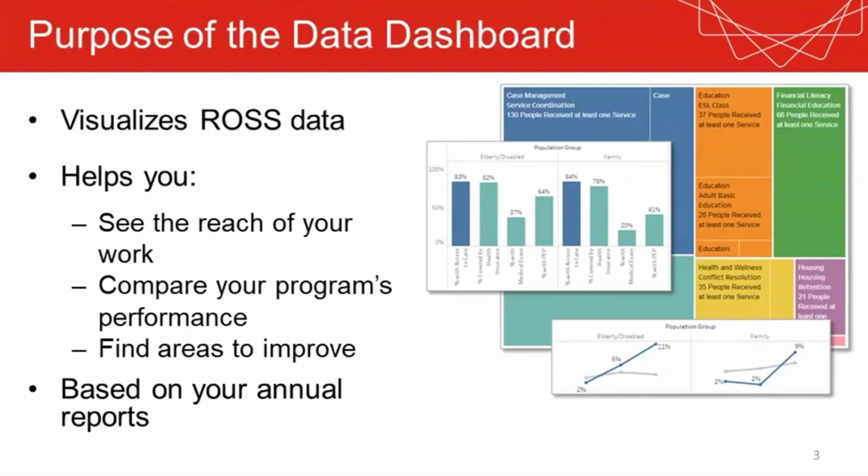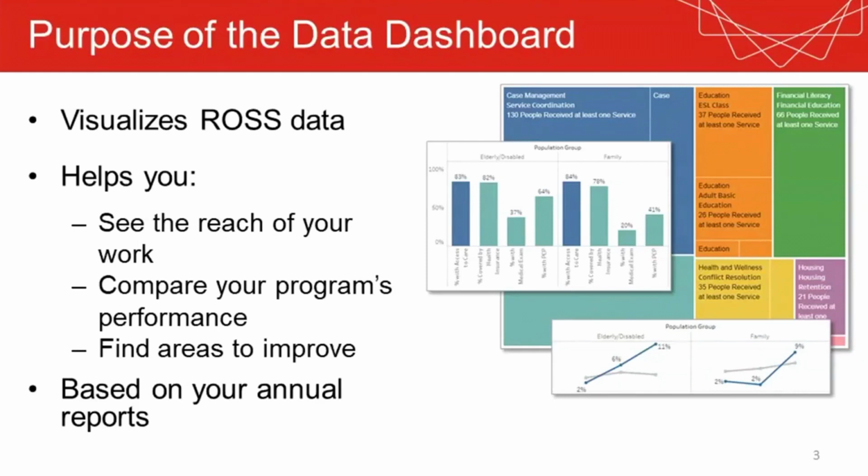All right. So let's review the purpose of the data dashboard. Essentially, the data dashboard visualizes the data that ROS grantees like you submit to HUD every year. It shows you how your program is performing based on that data. The goal of the dashboard is to help ROS grantees and the people they serve. Specifically, you can see the reach and the progress of your ROS work in a way that's focused on program priorities like services provided and participant outcomes. You can also compare your program's activities and outcomes to those of similar grantees.